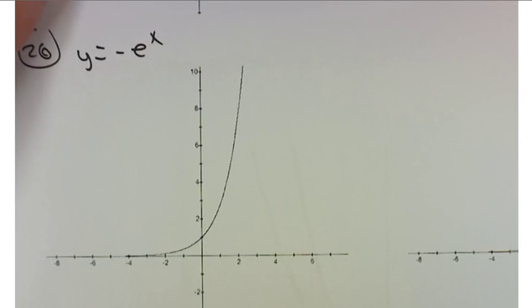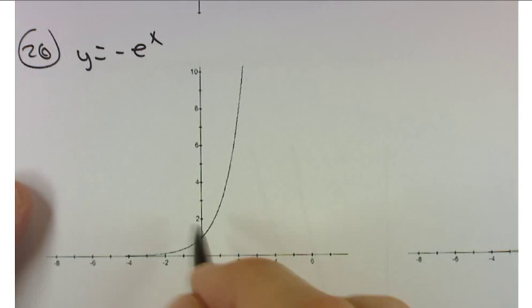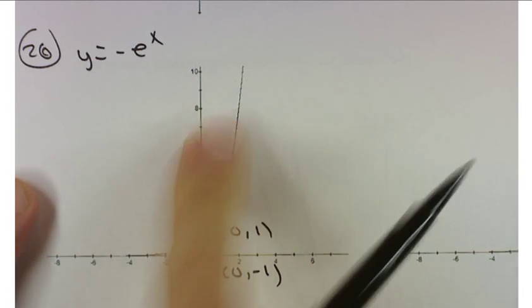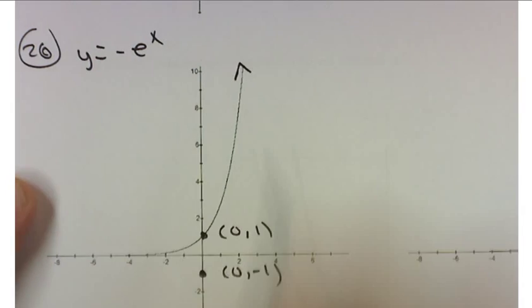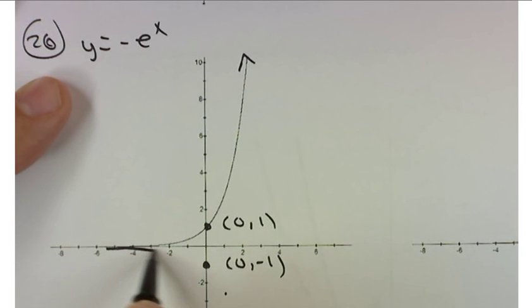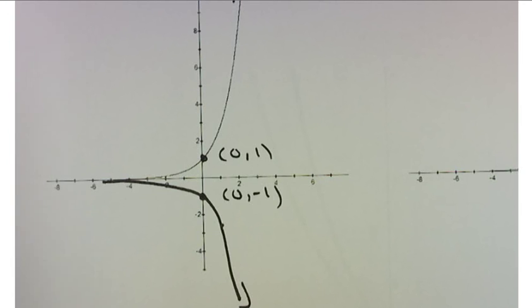What do you think that negative is going to do to our graph? Flip it upside down. So instead of having a point at 0, 1, we'll have a point at 0, negative 1. Instead of having something that shoots up towards positive infinity, we're going to have something that shoots down towards negative infinity. So something roughly like that. Not perfect, but I think you get the general idea.